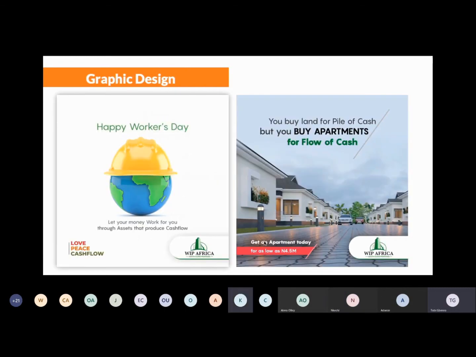Now, let me go back to the design. Can you see the space in between? See, look at my mouse. Can everybody see my mouse?